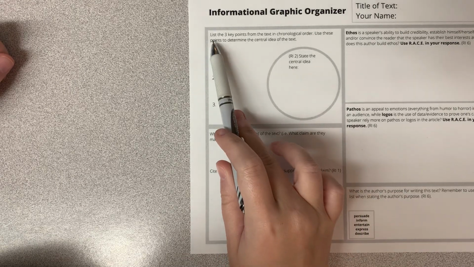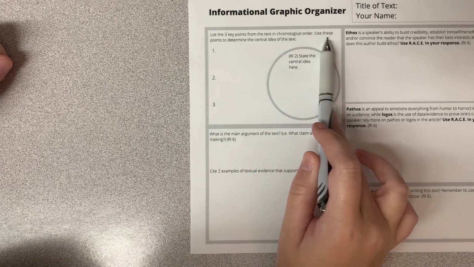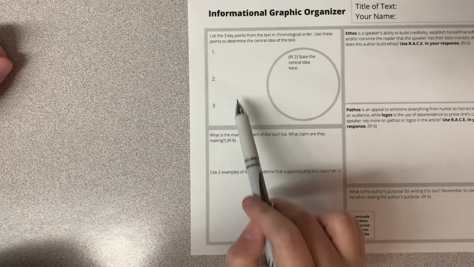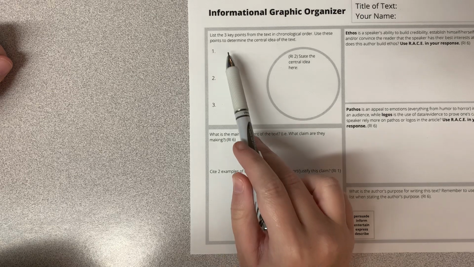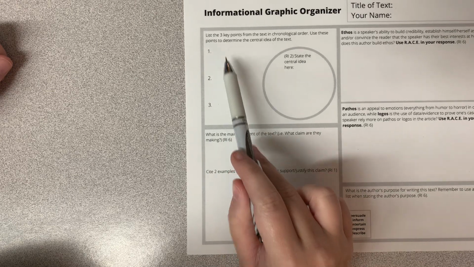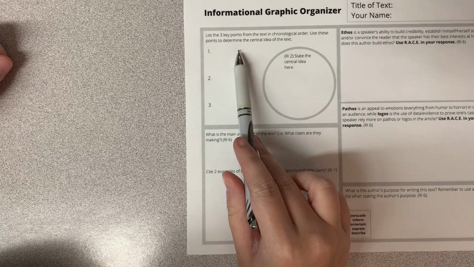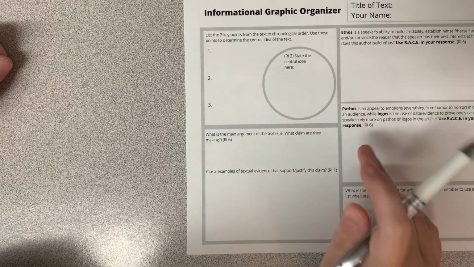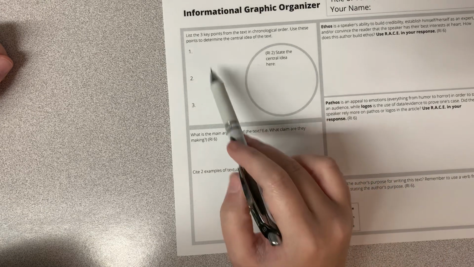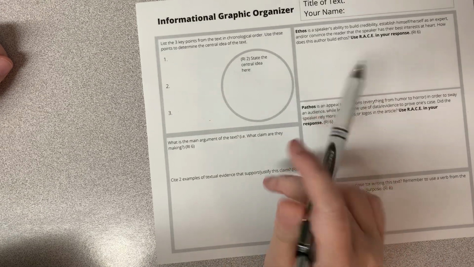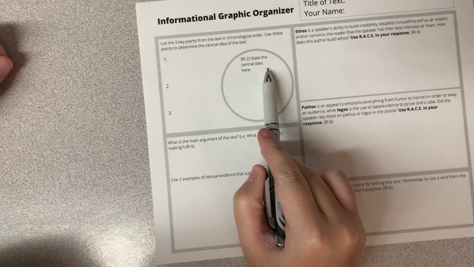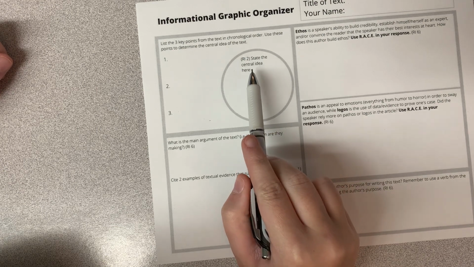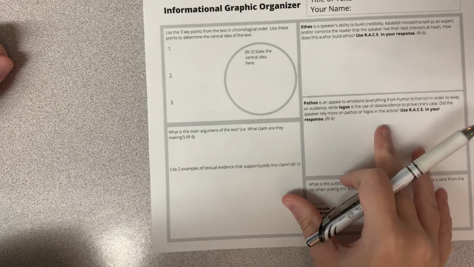First little box right here lists the 3 key points from the text in chronological order. You use these points to determine the central idea of the text, okay? So really these are just summaries, really quick summaries. Try to write in complete sentences, okay, because that's what I expect from you guys. But just 3 things that you think are most important from the text, okay? And then based off of what the 3 key points are, that's going to come here to the central idea, okay? Central idea is essentially just theme, but it's for informational texts.